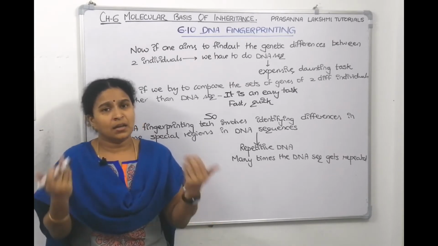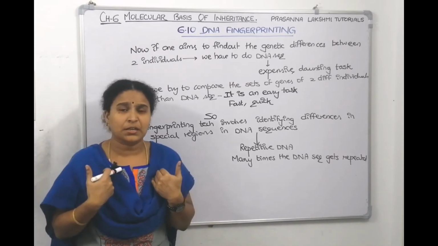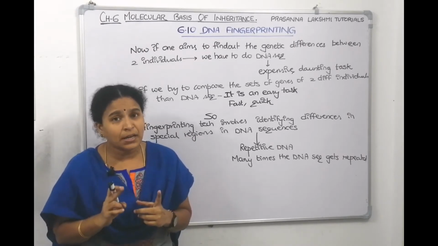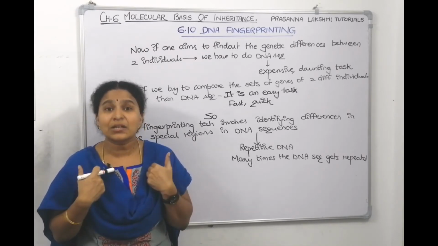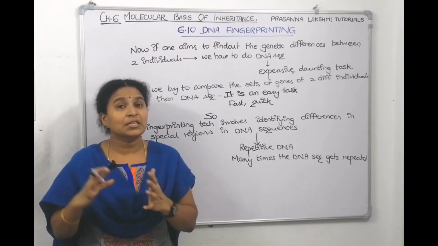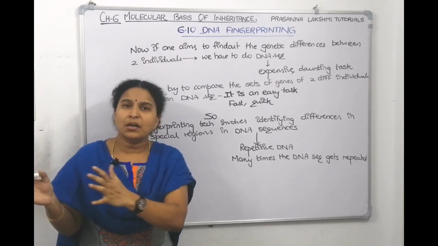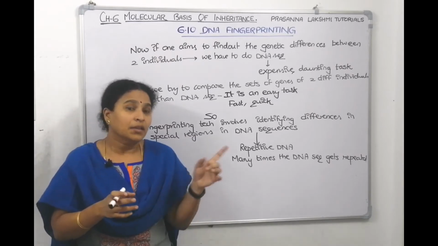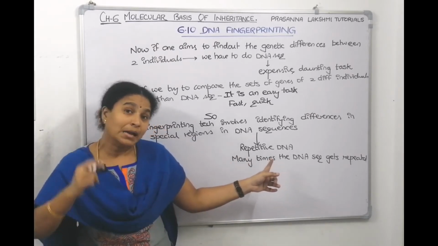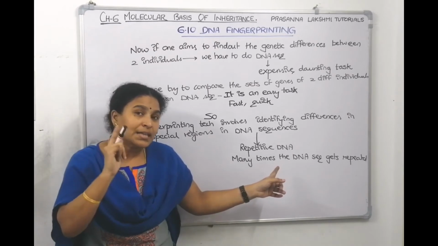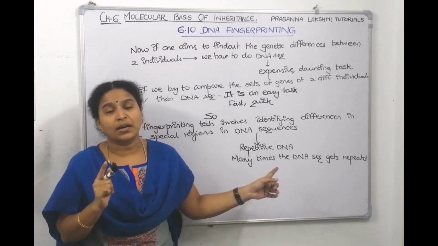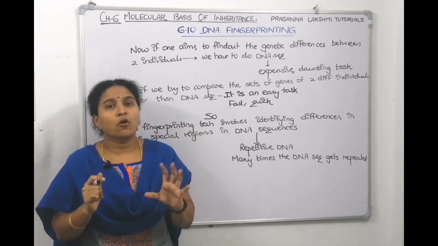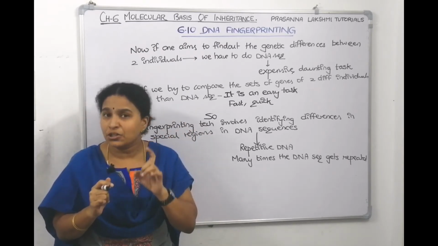Where is the repetitive DNA? In our DNA itself, in our genomic DNA itself. Now I want to separate it out also, right? Repetitive DNA is very small compared to the bulk of the genomic DNA. If you want to separate the repetitive DNA from the bulk of the genomic DNA, what technique do we need to use? It is called density gradient centrifugation.